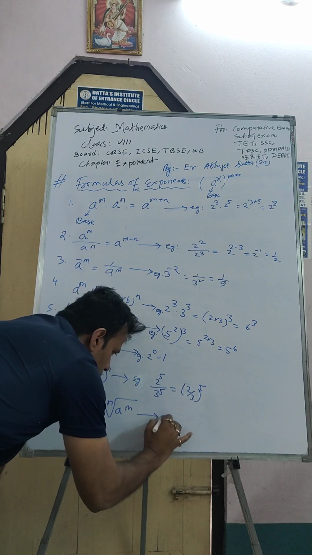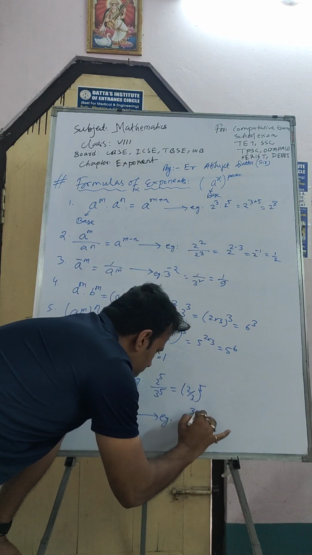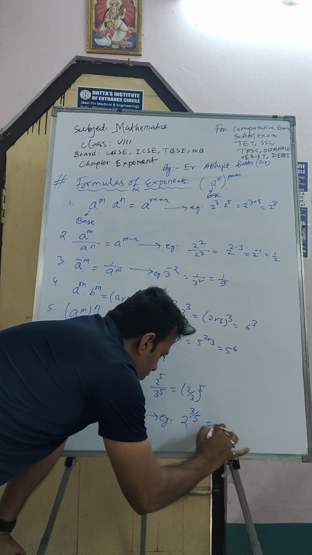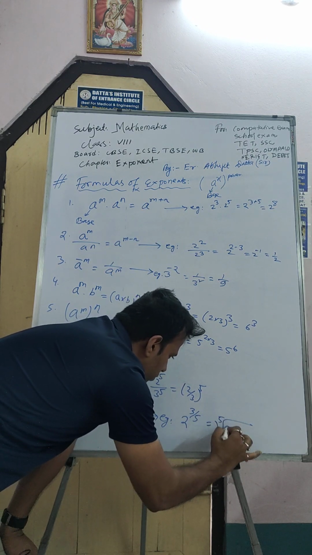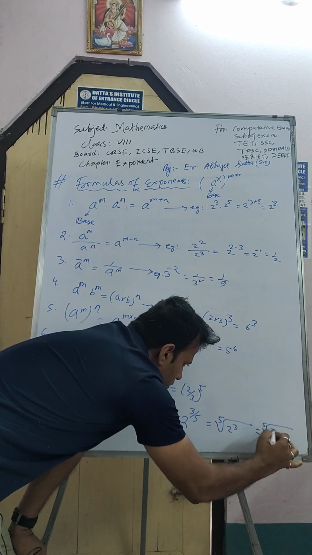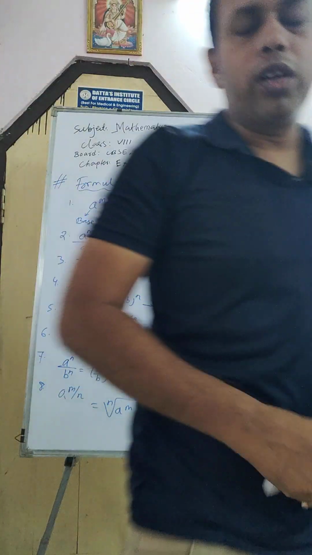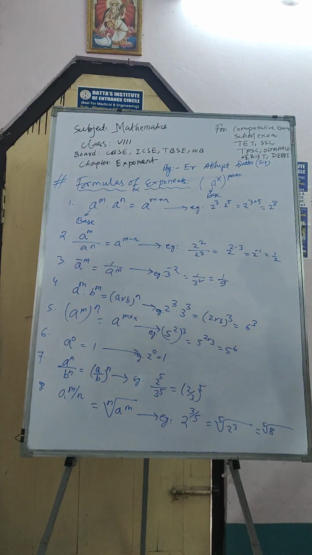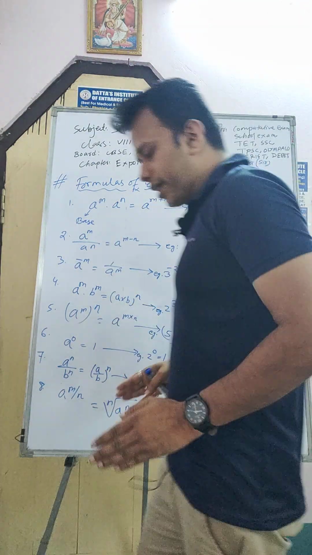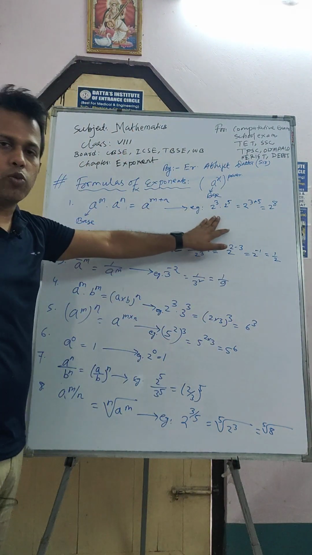Okay, for example, if I write 2 to the power 3 by 5, so it will be 5 to the power... 2 to the power 3. So it will become 5 root 8. Yes, so these are the 8 formulas of exponent, and I write all the formulas here, and with each formula I write one example.